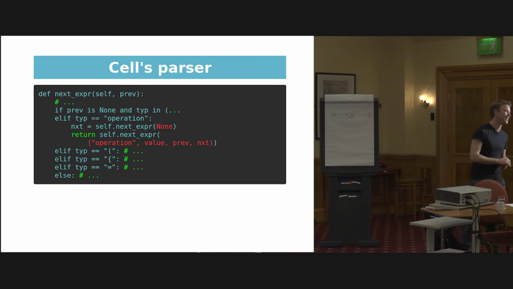Does that mean 1 plus 2 times 3 is equal to 9 instead of 7? Yes. Yes, it does. It's the first language to have a really easy to understand operator precedence.